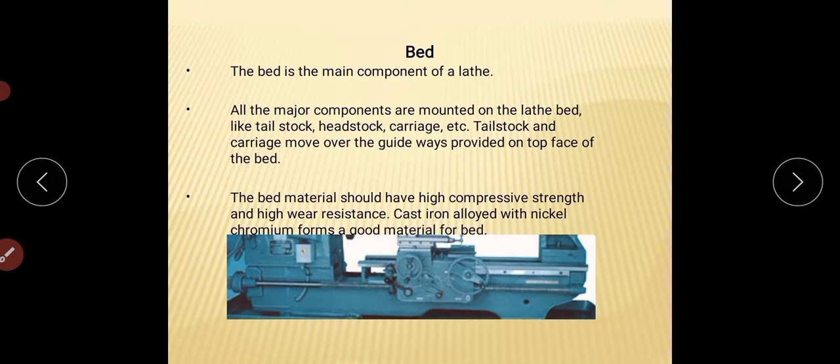The bed is the main component of a lathe. All the major components are mounted on the lathe bed, like tailstock, headstock and carriage. Tailstock and carriage move over the guideways provided on the top face of the bed. There are two guideways, inner guideways and outer guideways. The bed material should have high compressive strength and high wear resistance. So, it is made of alloy of cast iron, nickel and chromium.